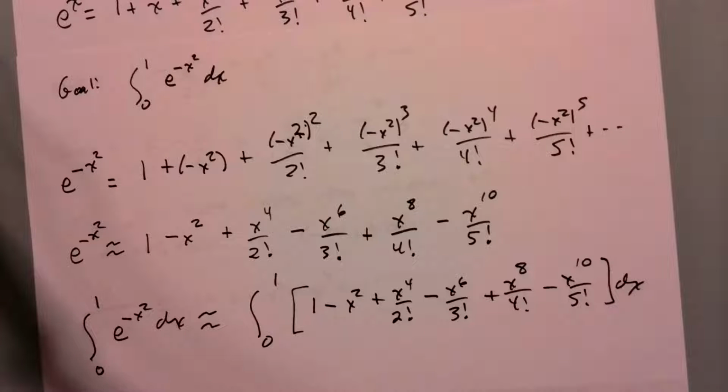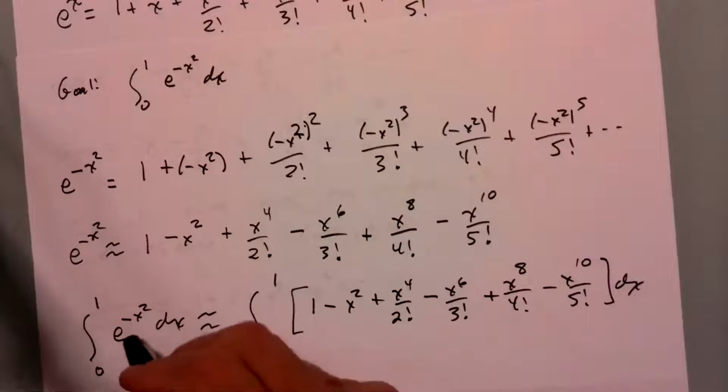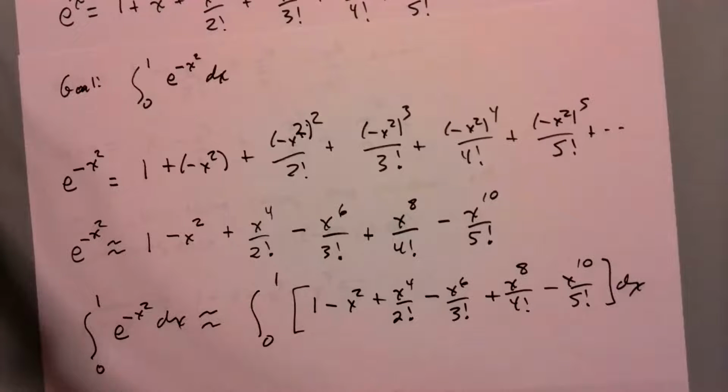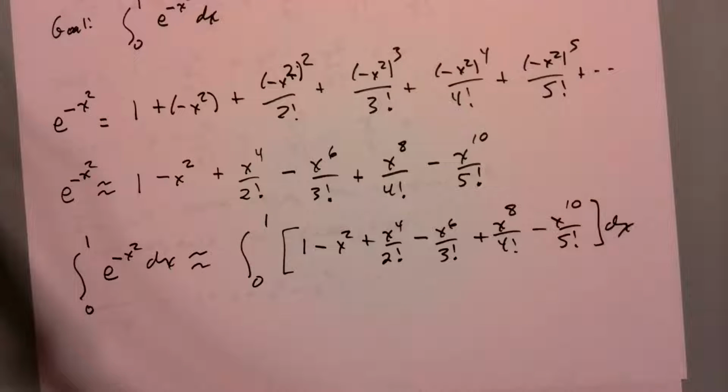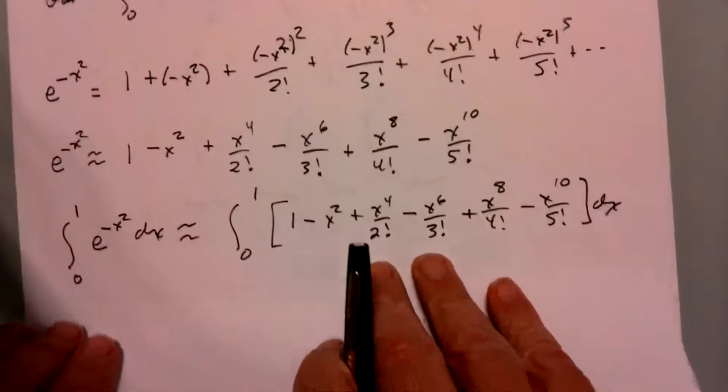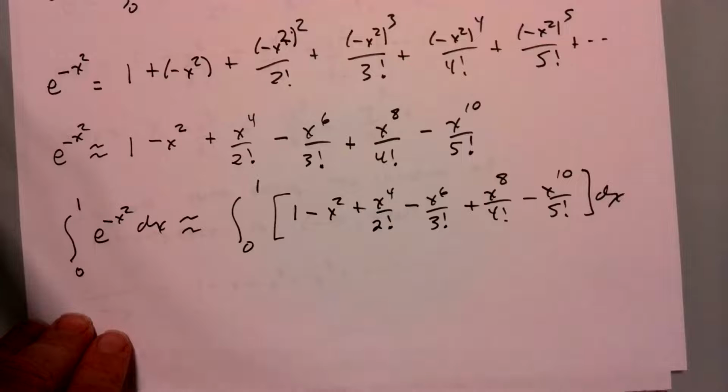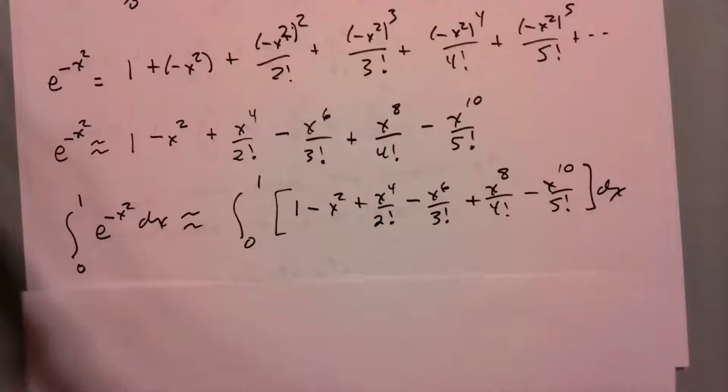Now, there is no closed form antiderivative. If I try to take the integral of e to the negative x squared, I am not going to be successful. There is no antiderivative I can use. But this should give us a pretty good approximation. So let's see how this is going to work.